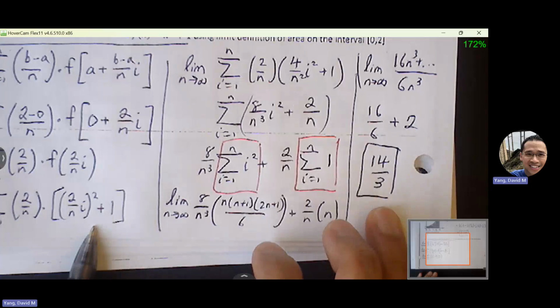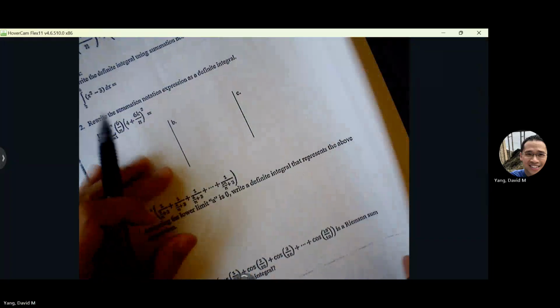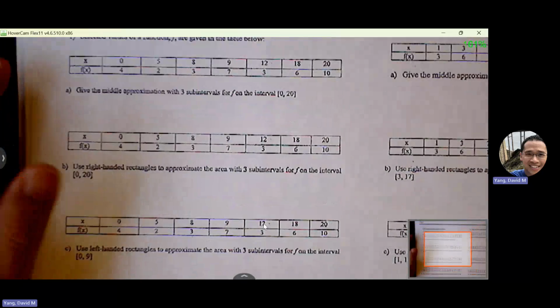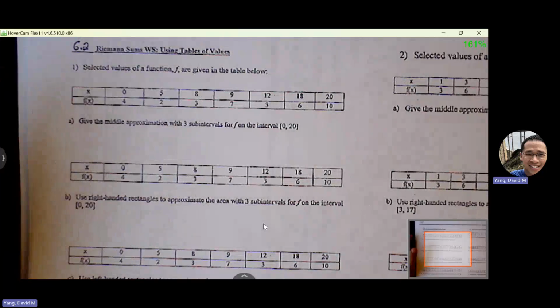So if you guys can turn to page 13. We're going to go back to table of values and identify the approximations using their specific methods.